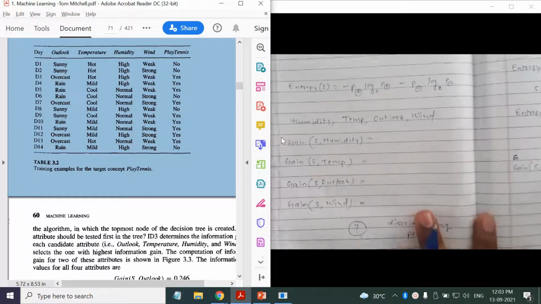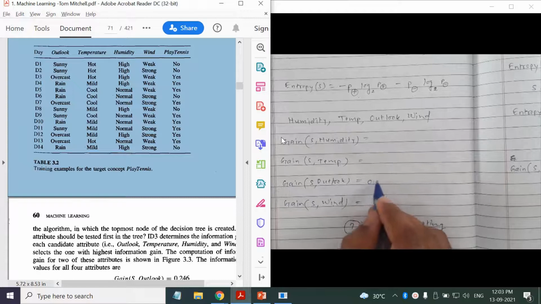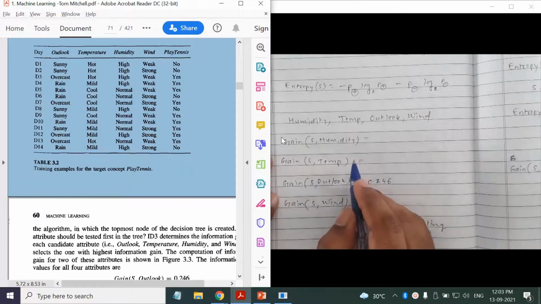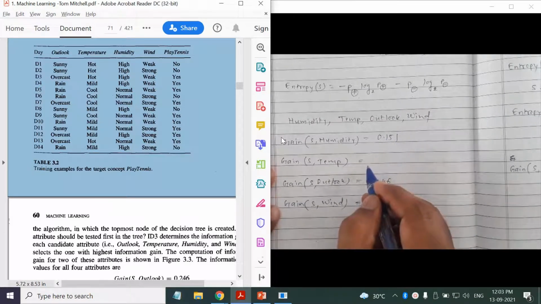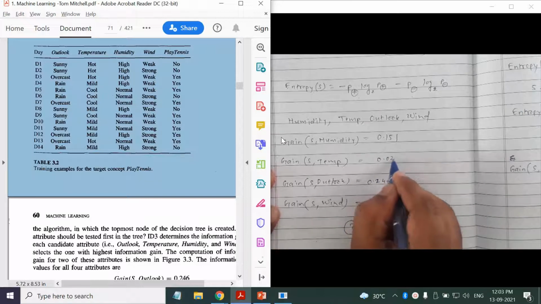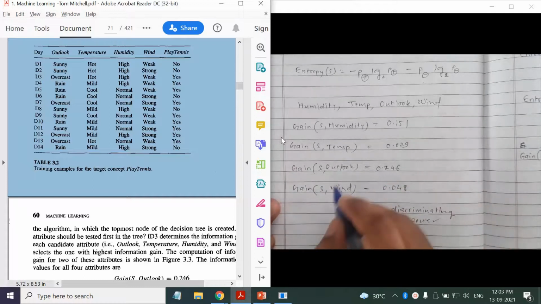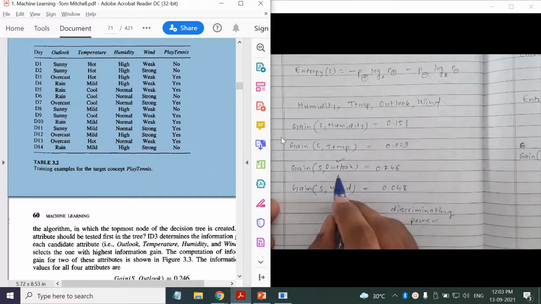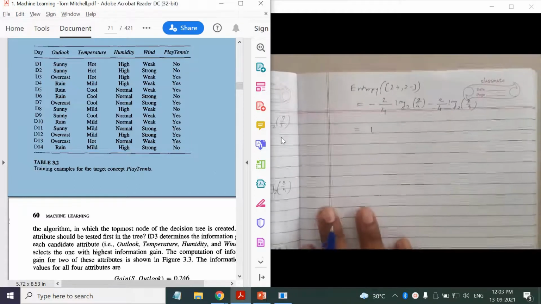Okay, similarly we will be calculating the gain score for humidity, temperature and wind. So outlook score is 0.246. For humidity it will come out to be 0.151. For temperature it is 0.029, and for wind 0.048. Okay, so from these numbers we can conclude that the outlook has the highest discriminating power. Okay, so we will be placing outlook at the root node. Okay, so that is decided.